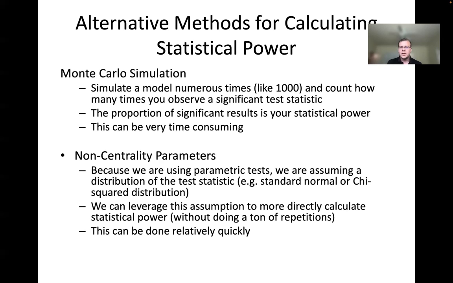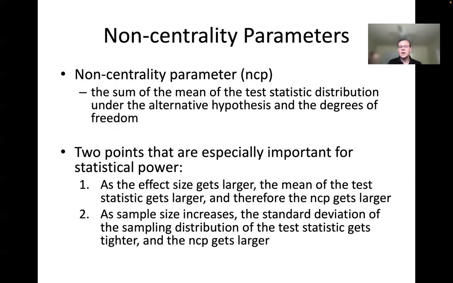An alternative method is to use what we'd call non-centrality parameters. Because we're working with parametric tests, we know, or we assume, that the distribution of the test statistic follows, say, a standard chi-squared or a standard normal distribution. And we can leverage this assumption to more directly calculate statistical power without doing an absolute ton of replication. So we can do it once and then calculate power from there, rather than doing it 1,000 times and looking at the proportions. Because of this time difference, this can be done relatively quickly. So we're going to focus on non-centrality parameters.